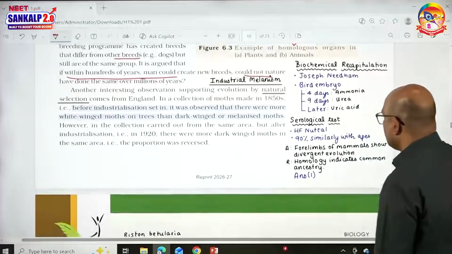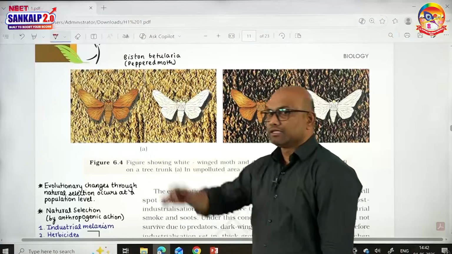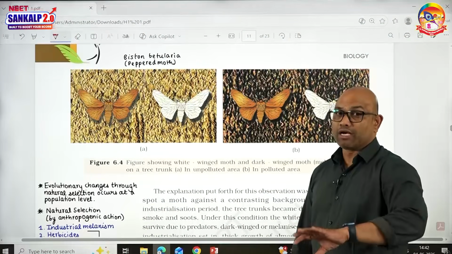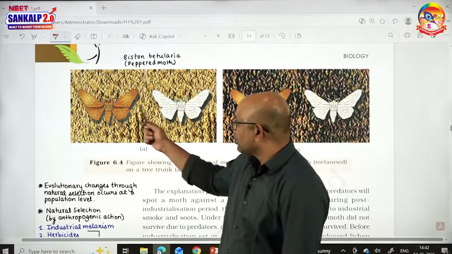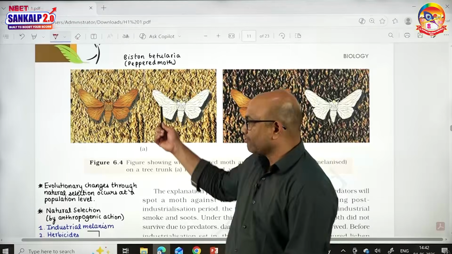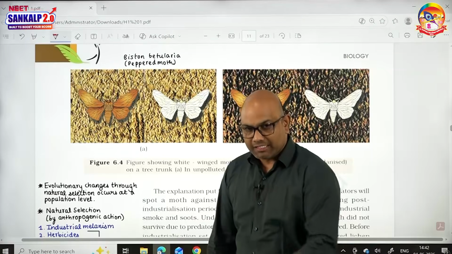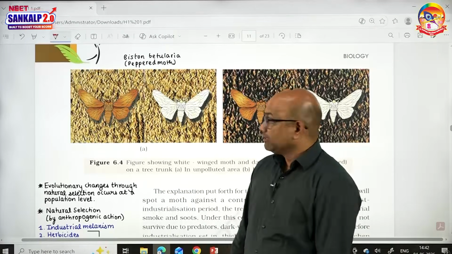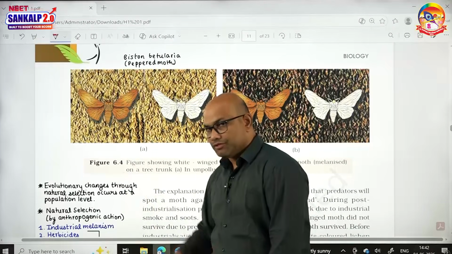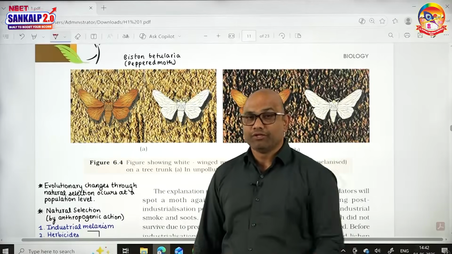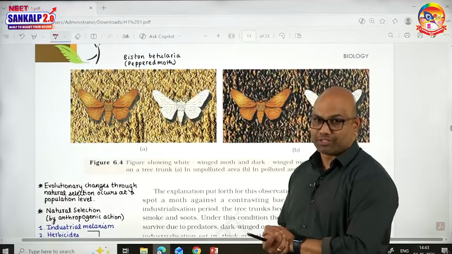For this industrial melanism, I just want to explain a point here regarding moths in some industrialized and non-industrialized areas. See, there were two types of moths, dark winged moths and light winged moths, like black and white moths. In the 1850s, in some parts of England before industrialization, there was no pollution. At that time, there was a rich growth of lichens on the bark of the trees, so that the bark appears light in color due to lichens, due to the absence of air pollution. You all know that lichens are indicators of SO2 pollution.